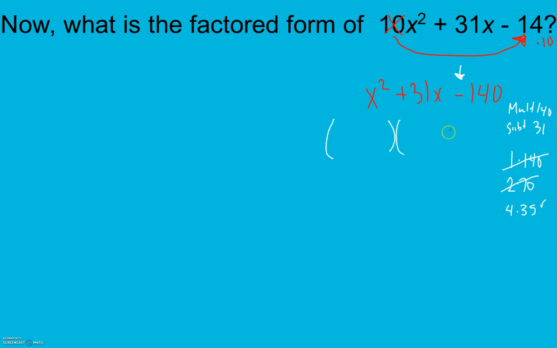As far as setting up my framework here, to multiply to x squared is x times x. I need to multiply to a negative number. Remember, we subtracted, which means we found the difference, so our signs are going to be different. And since our middle number is positive, our bigger number is going to be positive. 35. Smaller number, 4. Now, we're not done here.